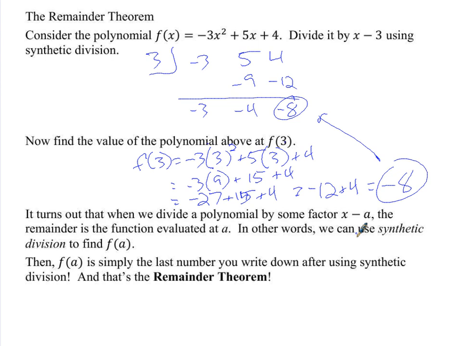So this is an awesome theorem. And that's what it says down here. It turns out when you divide a polynomial by some factor x minus a, the remainder is the function evaluated at a. In other words, I can use synthetic division to find f of a. The remainder is my answer. F of a is simply the last number you write down after you use synthetic division, the remainder. And that's why it's called the remainder theorem.